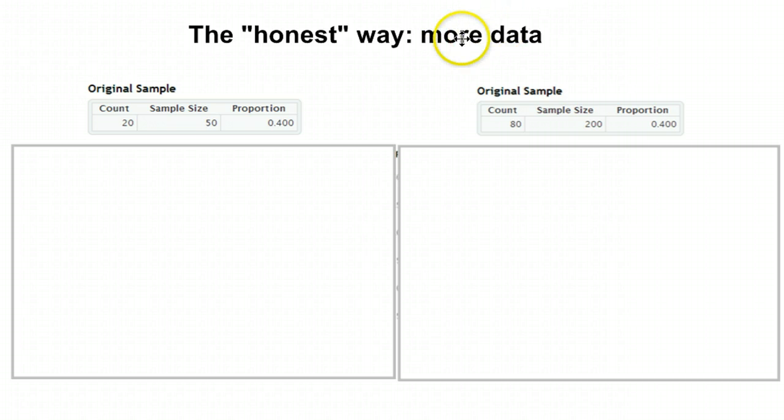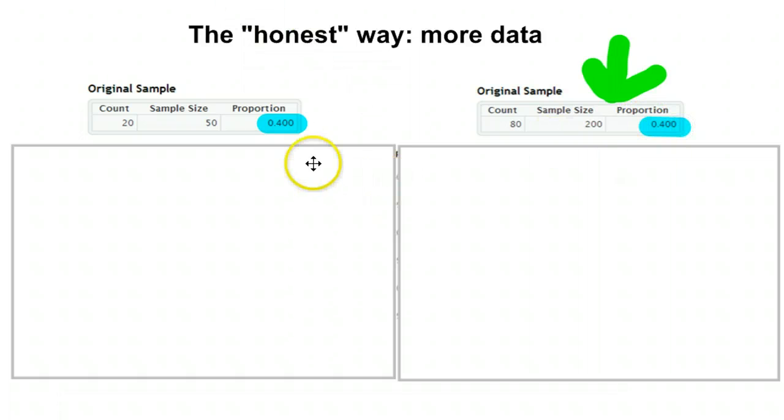Here, we're going to get more data. Here we have two different samples. One sample is 20 out of 50, the other one is 80 out of 200. The one on the left has a sample size that's only a fourth as big as the one on the right. So we collected more data over here in this sample. But their proportion, the actual proportion of the sample that answered the way we wanted them to, is still 40% or 0.4 in both cases. So we have the same numbers effectively, we just have a bigger sample size on the right.